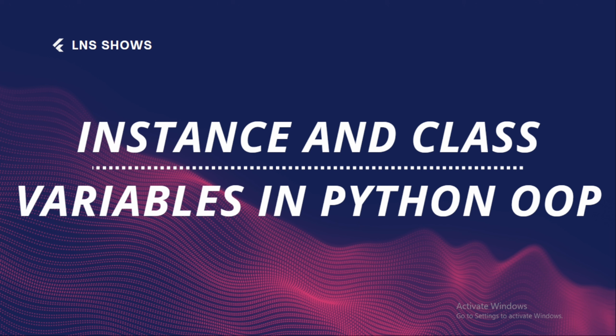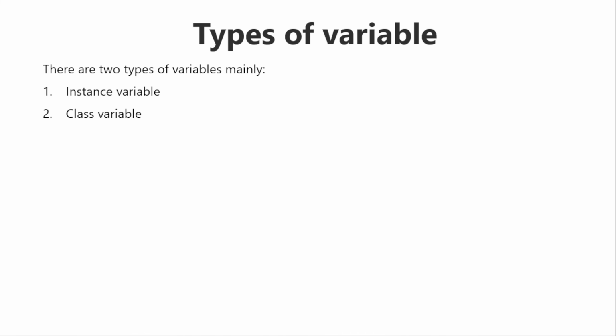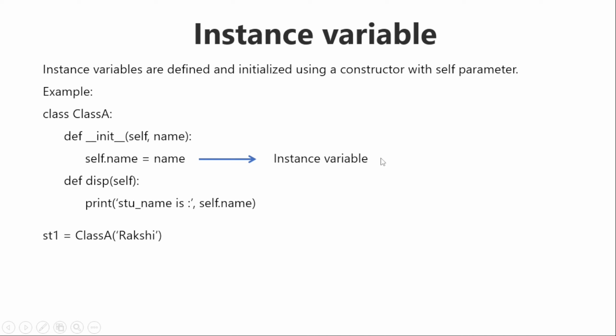In today's session, we will be discussing instance variables and class variables in Python object-oriented programming. Basically, we have two types of variables, mainly instance variables and class variables. Instance is also known as object, as I said before, in classes and objects. So instance variable and class variable are the two types of variables. The first one is instance variable.